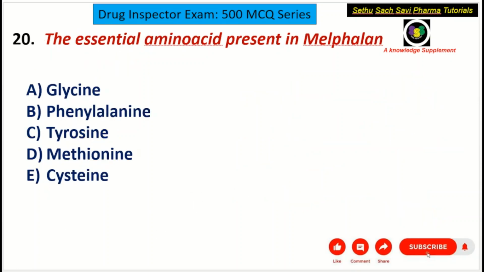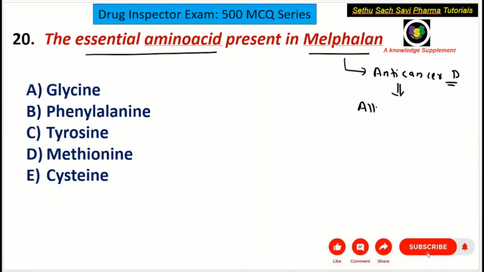The question is the essential amino acid present in Melphalan. Okay, so first thing you need to know what is Melphalan. We know that it is an anti-cancer drug. To which category does it belong? Yes, it belongs to alkylating agents. The mechanism of action is alkylating.